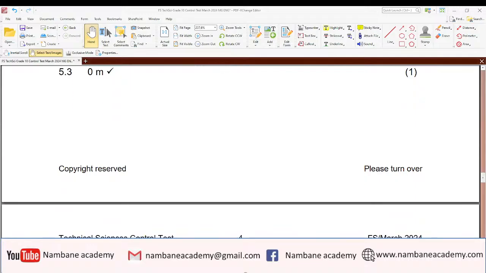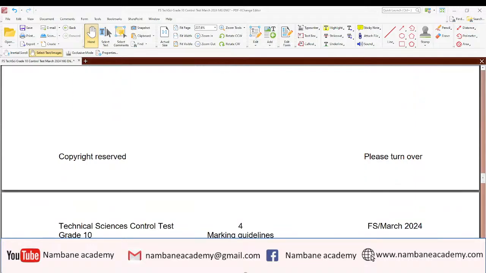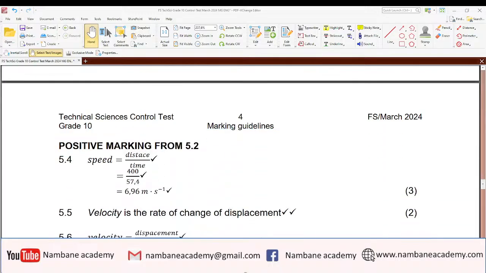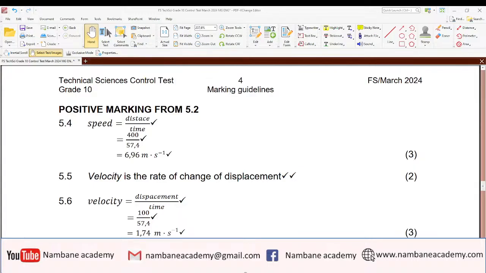5.4 The learner completes one lap in 57.4 seconds. Calculate the learner's speed. Now, why is it saying positive marking, ladies and gentlemen? Remember, 5.2 was asking about the total distance. So if that learner got an incorrect answer at 5.2, let's say 200 meters, and that learner uses the 200 meters in 5.4, we continue marking because we agreed it is positive marking.